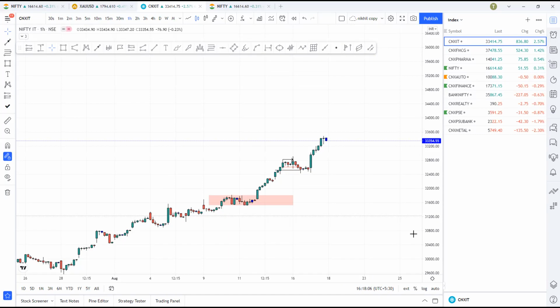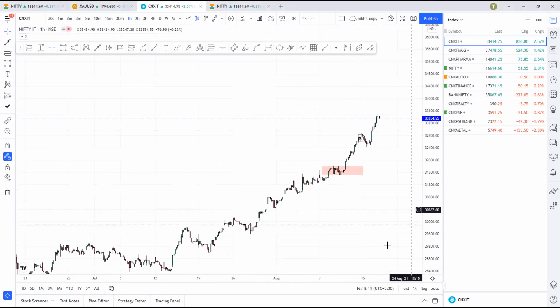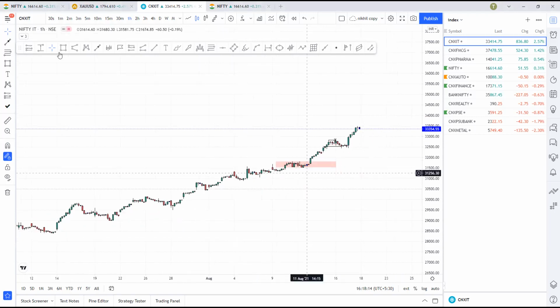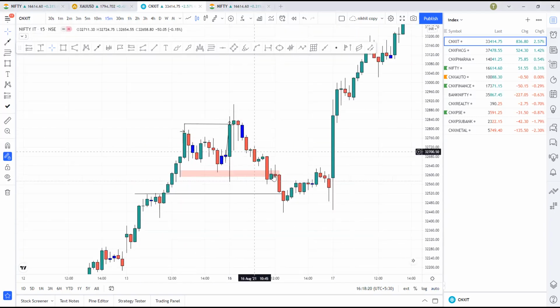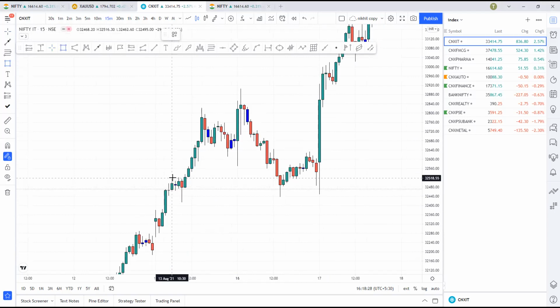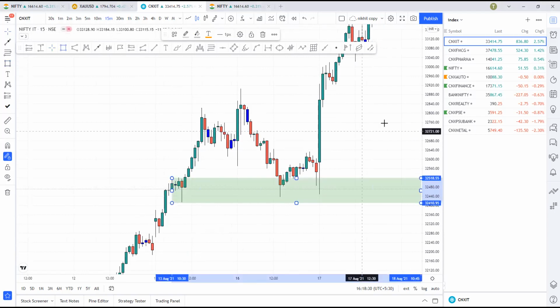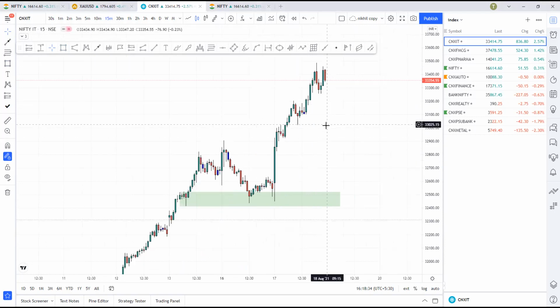Okay, so first is the IT index. The IT index has been in good bullish momentum for a very long time. Yesterday we saw a good shorting opportunity on an intraday basis. All right, we shorted Infosys and HCL Tech. But today we saw a very good bounce from this demand zone, and then the market just pushed to the upside.